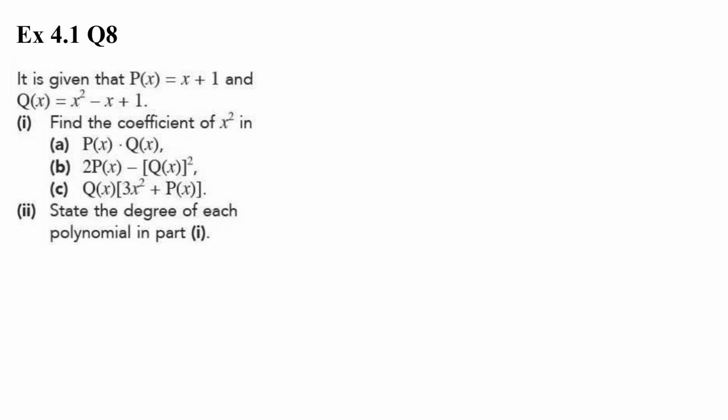Alright, let's look at question 8. Just don't give up. A few more questions and we will have completed our brain exercise. For question 8, part 1, you are asked to find the coefficients of the x squared terms. What does this mean? The dot basically just means multiplication. It means you just take P(x) times Q(x). That's all it means.